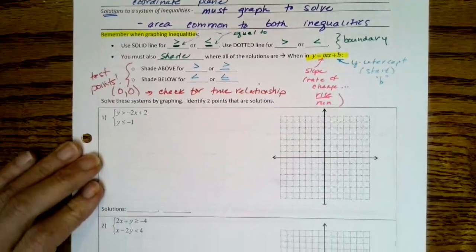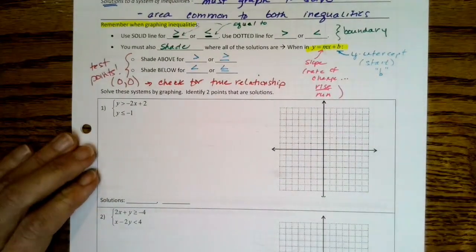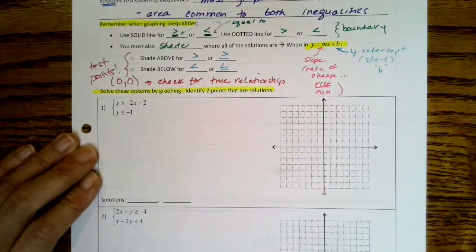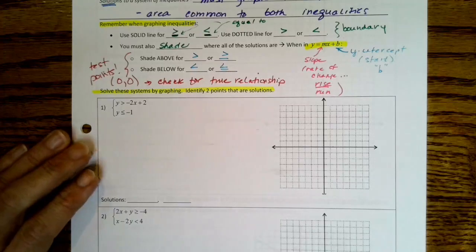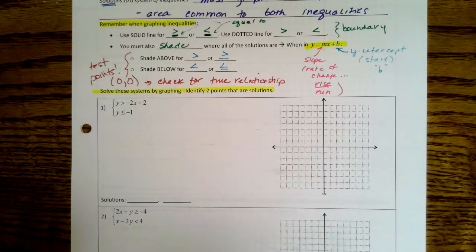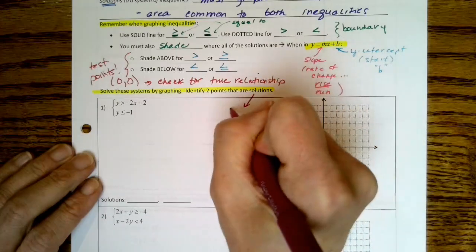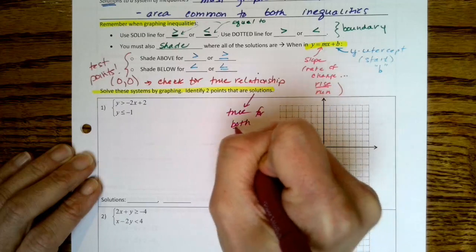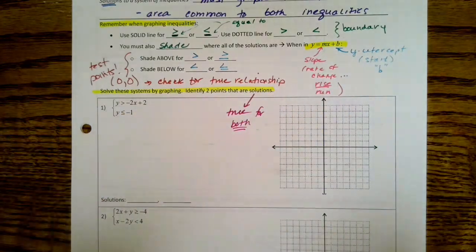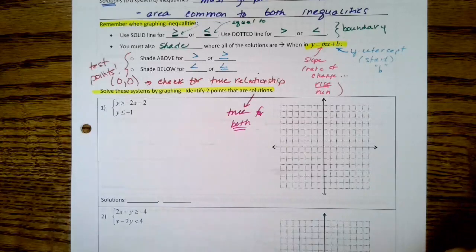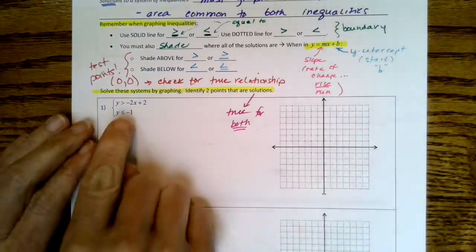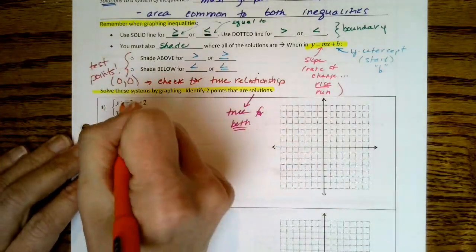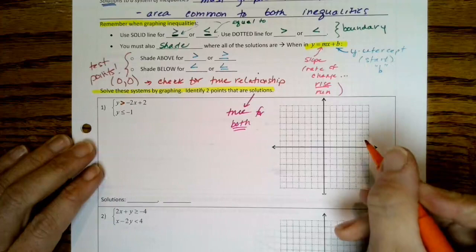Okay, so our directions say solve these systems by graphing and then identify two solutions. And what we want to make sure that we remember is these solutions that we're identifying have to be true for both relationships that we're seeing here. Each of these inequalities is a relationship. When we graph them, I'm going to graph it as if it were an equation and then come back and look at my signs.